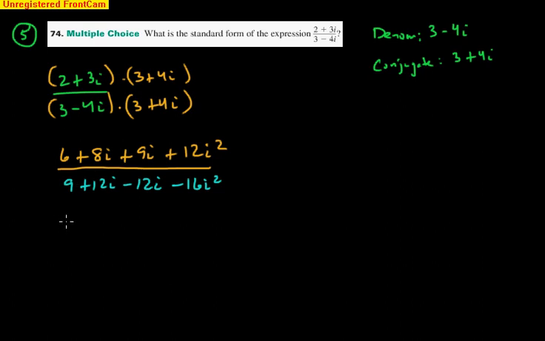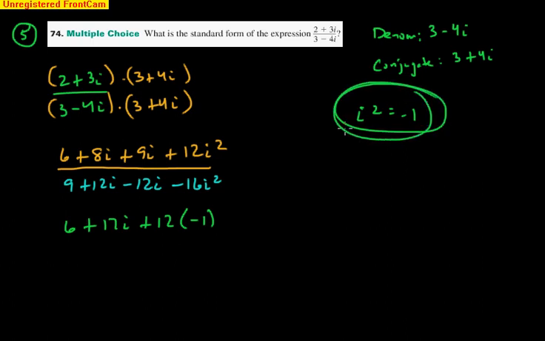And now we'll simplify. In the top, the 6 stays the same. The 8i and 9i become a 17i. They're both positive. And this becomes a plus 12 parenthesis -1, because we cannot forget that i squared equals -1. Remember that. In the bottom, the 9 comes down, the 12i and the minus 12i cancel, and we have a negative 16 times, and i squared is negative 1.